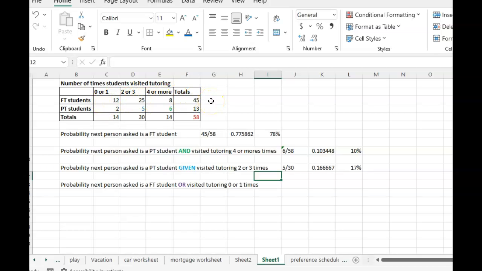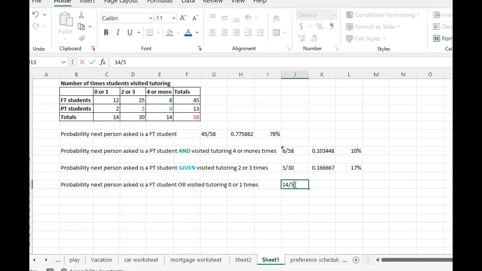Now there are multiple ways that we can solve this problem. I'm going to start with one of them. We can calculate our probability of a full-time student, and we can add it to our probability of being a student that has visited tutoring 0 or 1 time. Well, we know our probability of being a full-time student. We already have that information right here. It's 78%. So let's figure out our probability of visiting tutoring 0 or 1 times. And that is just our 14 divided by our total, which is 58.